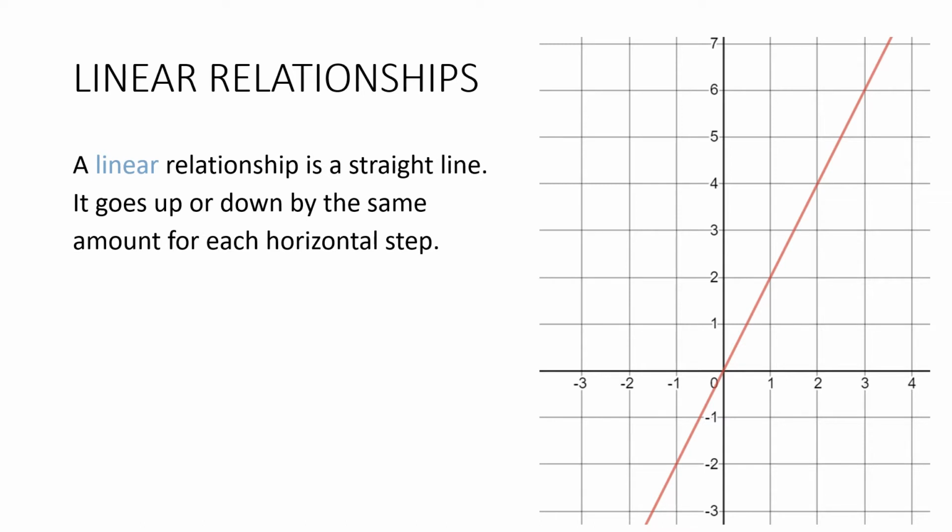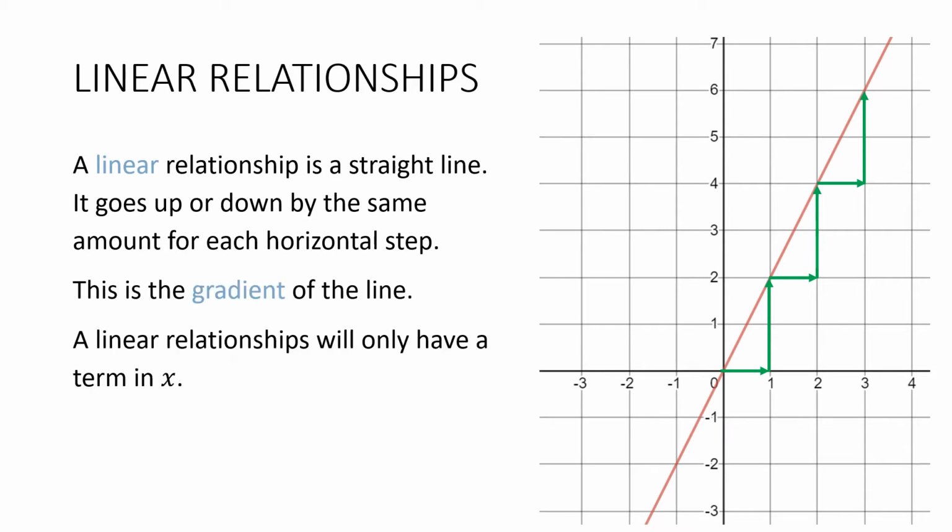Remember, a linear relationship is a straight line. It goes up or down by the same amount for every horizontal step we take. So as I go across one, in this case I go up 2. Go across another one, I go up 2 and it stays the same. Remember, this is called the gradient of the line. Now we can pick a linear relationship because it's only going to have a term in x and it's actually going to look like y equals mx plus b, which you should be familiar with.